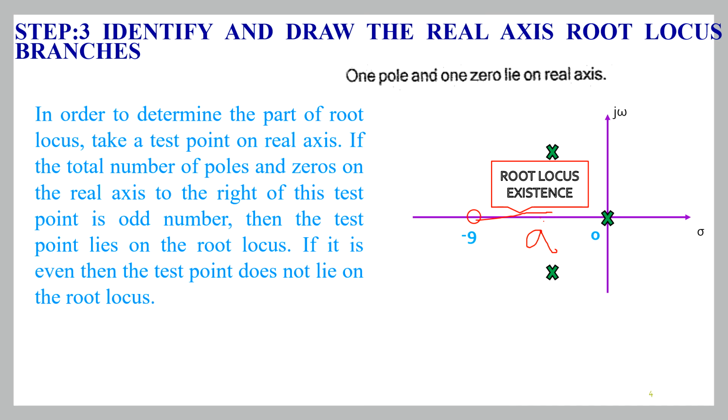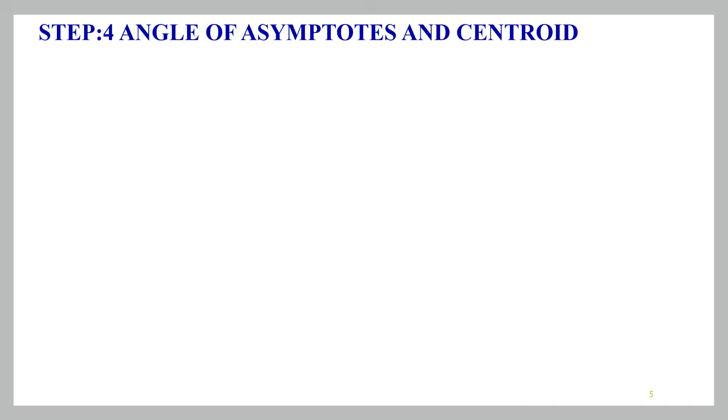So between 0 and -9, there is a possibility of existence of root locus when K is varied from 0 to infinity. Similarly, assume a test point B to the left of -9. Now to the right of B, you count the number of real poles and real zeros, which is 2. This is an even number. So there is no possibility of existence of root locus between the point -9 and minus infinity. So the root locus exists only between 0 and -9.